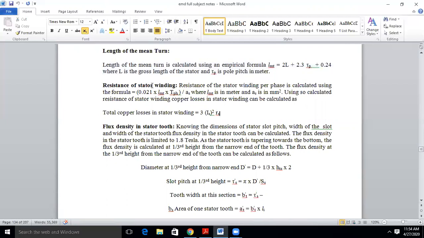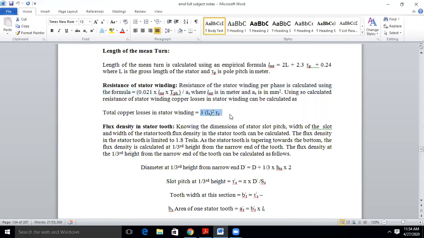Now we'll see the resistance of stator winding. The resistance of stator winding per phase is calculated using the formula 0.021 into LMT, length of mean turn, into T phase divided by AS, area of cross section of that particular conductor, where LMT is in meter and AS is in millimeters square.